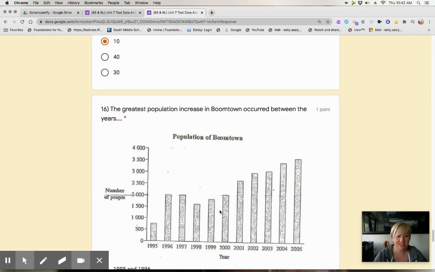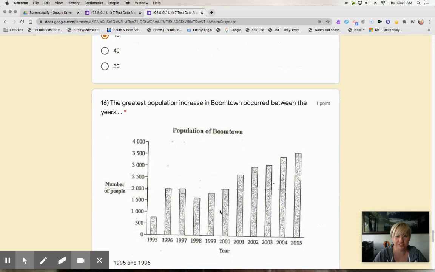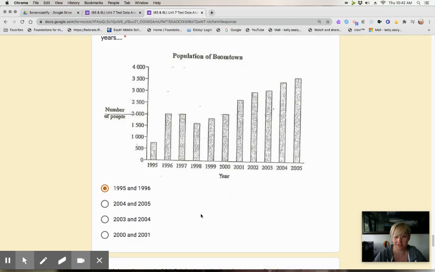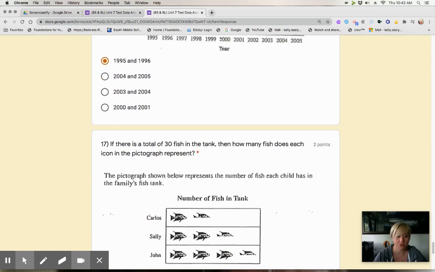Question 16. The greatest population increase in Boomtown occurred between which of these years? So 95 and 96, there's a big gap right here. That seems like a likely answer, but let me check the other ones. 2004 and 5, not a very big gap between those two bars. 03 and 04, again, not very big. And 2000 and 2001, bigger, but definitely not as big as my first option between 95 and 96. That's the correct answer.